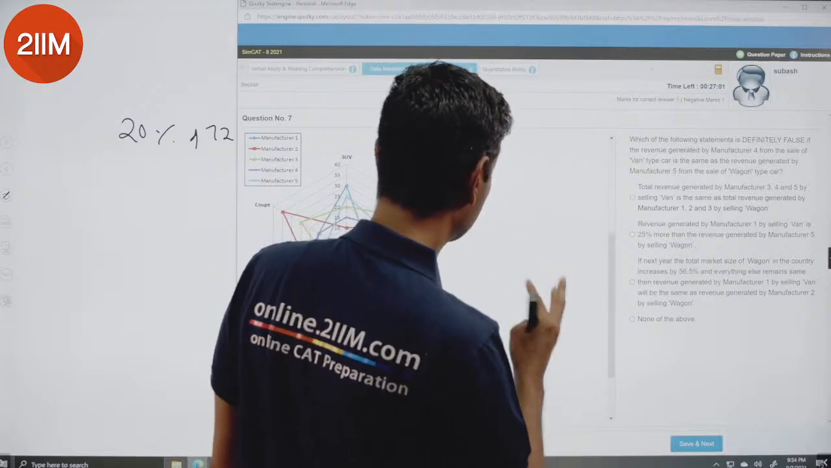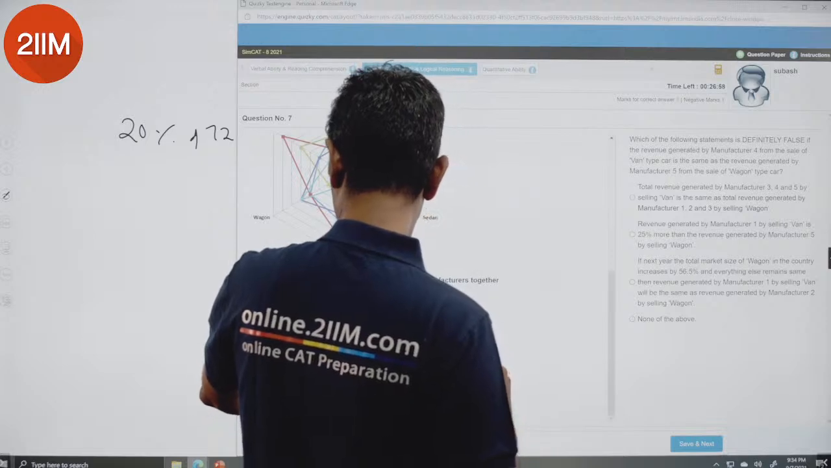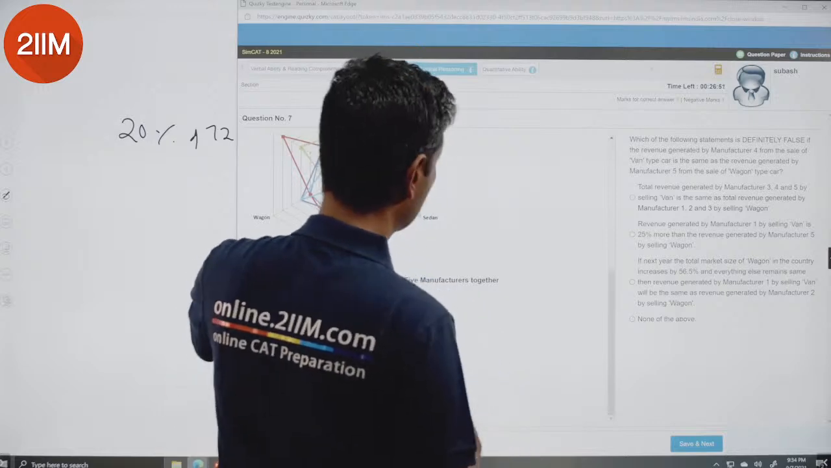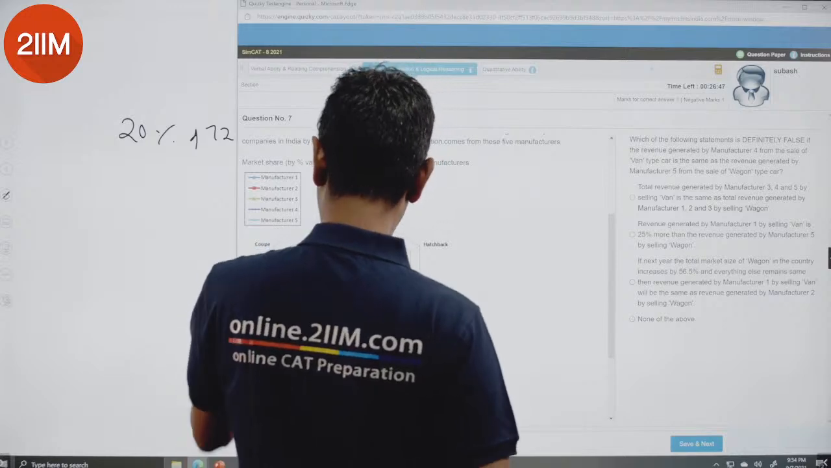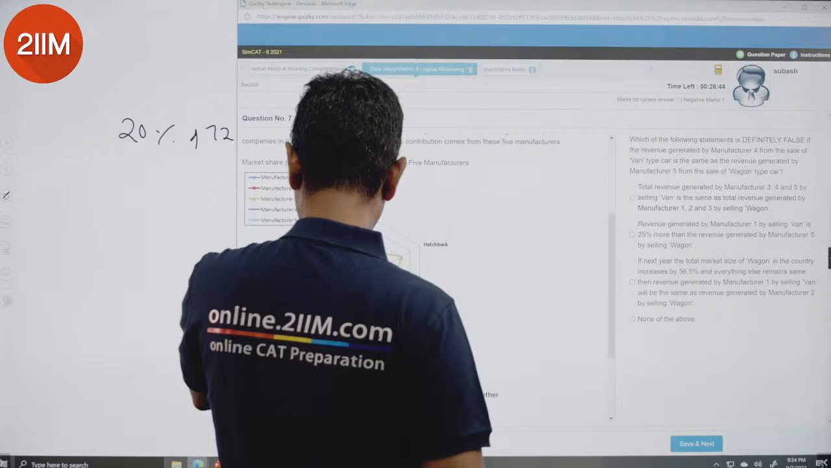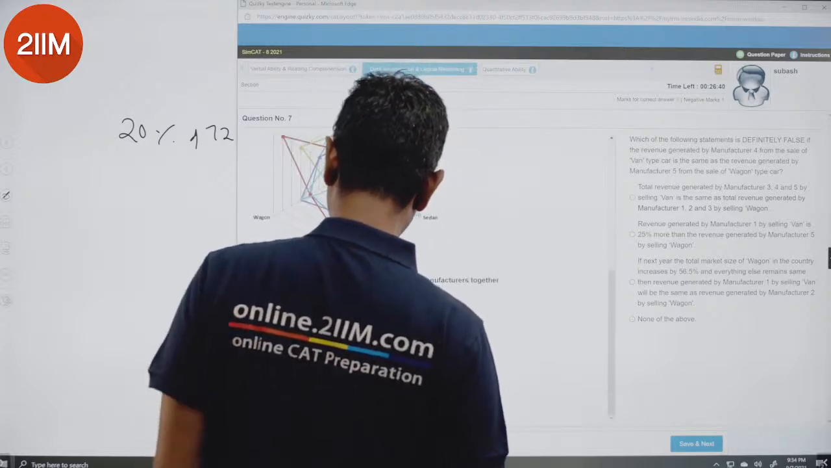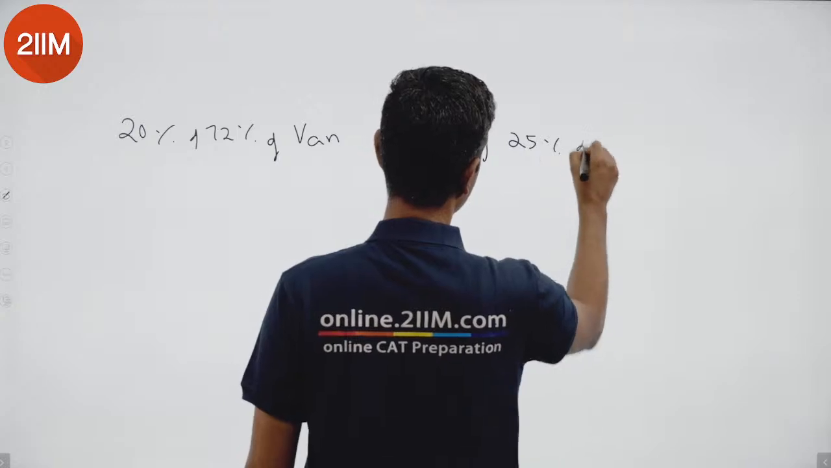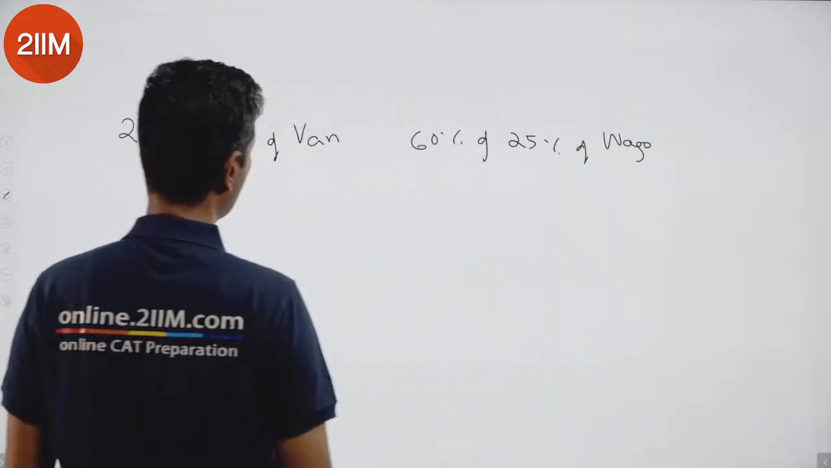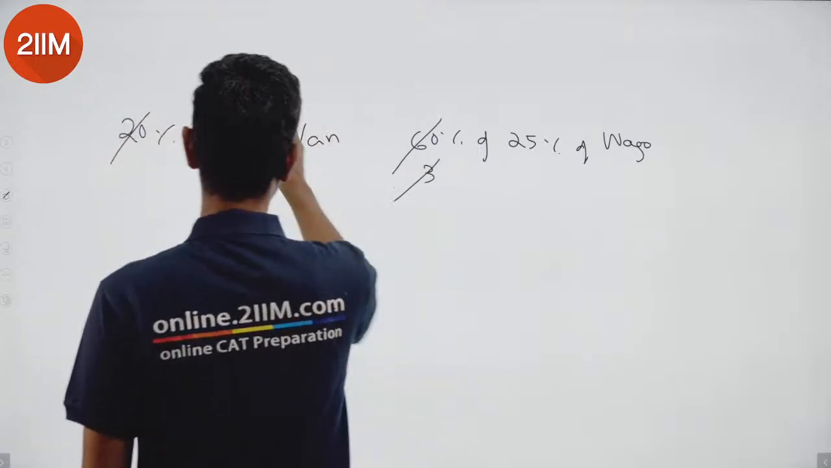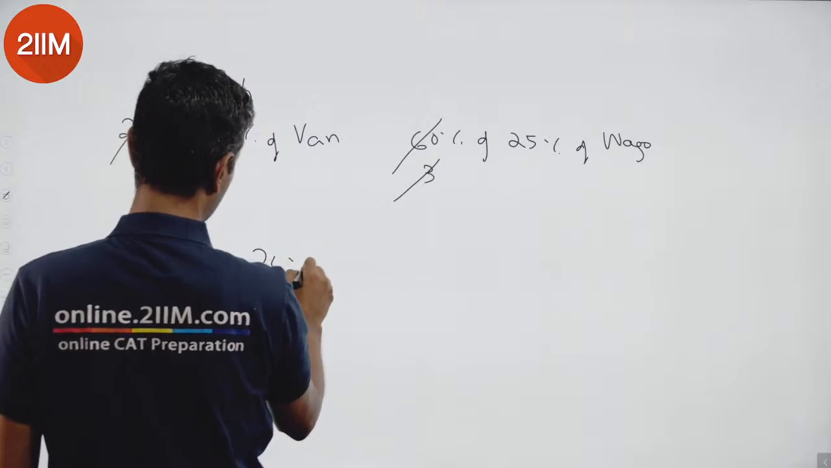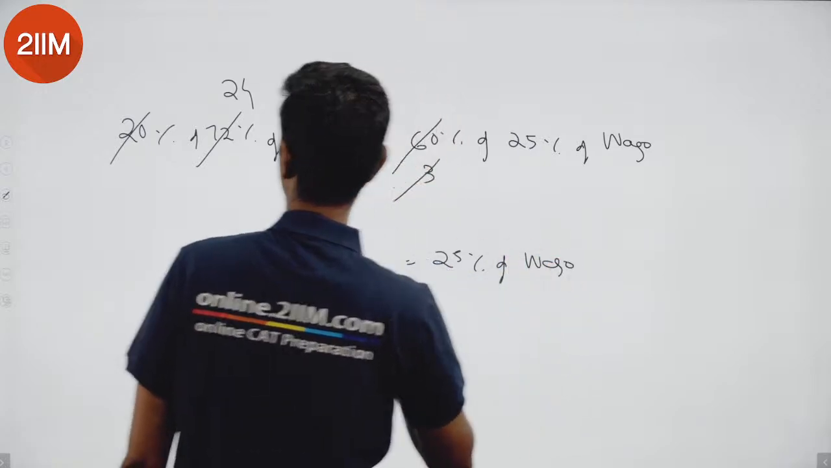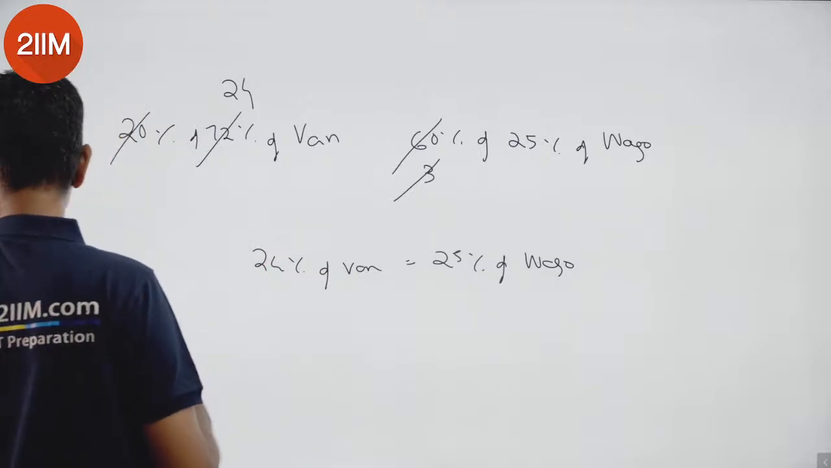Revenue generated by manufacturer 5 from the sale of wagon type. Wagon type is 40, 50, 60, 70, 80, 90. 40, 50, 60. 60% of the market. Manufacturer 5 in wagon. This is 5, 10, 15, 20, 25. 60% of, 25% of wagon, this goes off in this. This is 3, this goes off in this. This is 24. 24% of van market is equal to 25% of wagon market. Looks fine, 5:6. This goes off, all good, all good. Seems fine. Let's look at this.